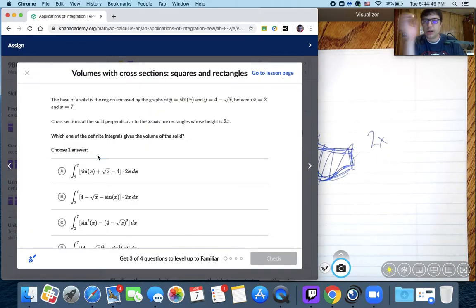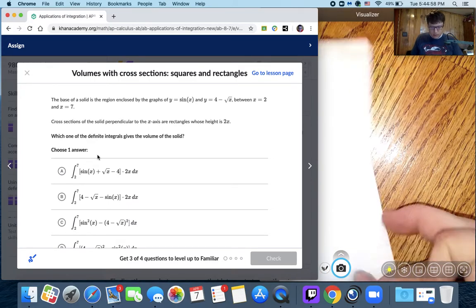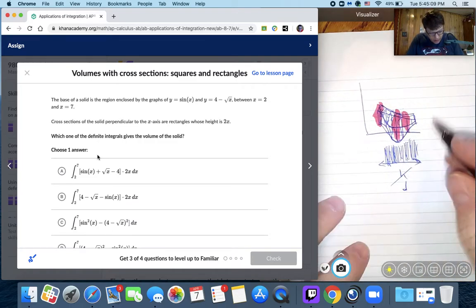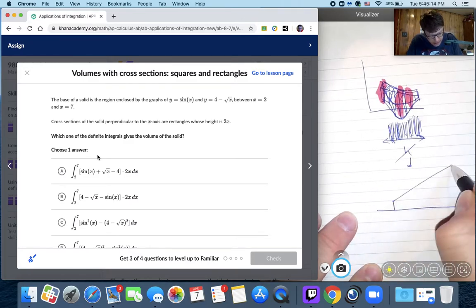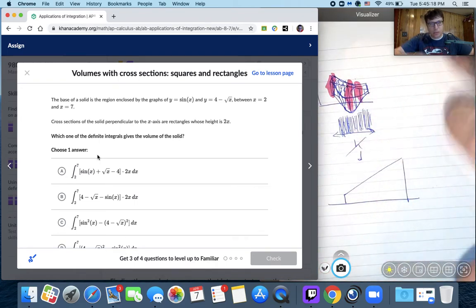Let me go back to the Khan Academy question. Cross sections of the solid perpendicular to the x-axis, so that's my pink that I'm drawing here, have a height of 2x. So wherever we are, oh, this thing is growing. So it looks maybe from the side something like this. That's its cross section if it was like a building rising out of the ground in front of you.